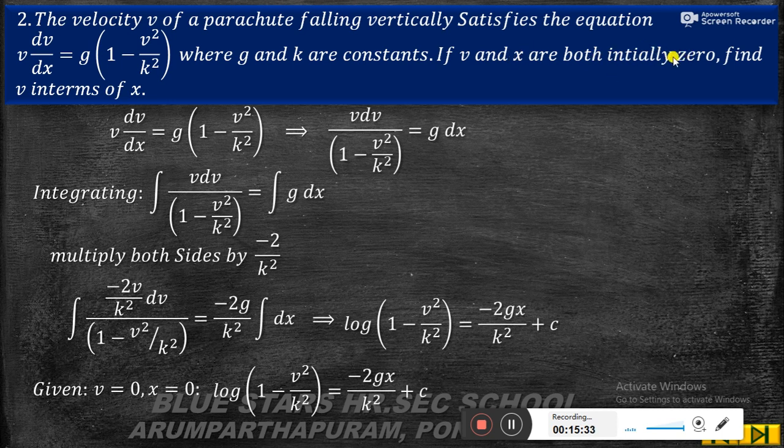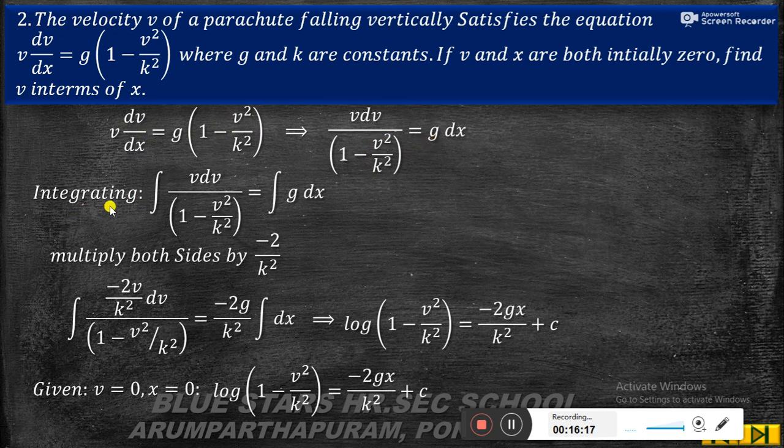So here v and x are both initially 0. Find v in terms of x. So we write v into dv by dx equals g into 1 minus v square by k square. Now the next step is grouping the terms. I group the v terms separately and the x terms separately. So I write v into dv by 1 minus v square by k square on the left hand side, and the x terms on the right hand side: v into dv by 1 minus v square by k square equals g into dx.